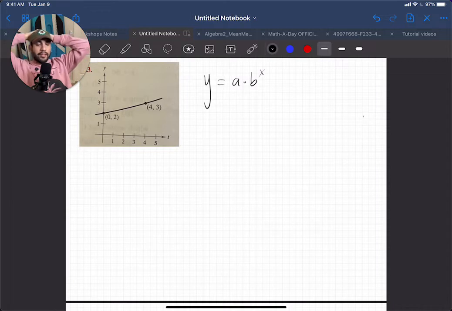I wanted to review some exponential functions today. It's Friday, it's late at night, and I was thinking of these problems that a lot of my students were going over this week, and man, they were struggling with this, particularly two specific ones.